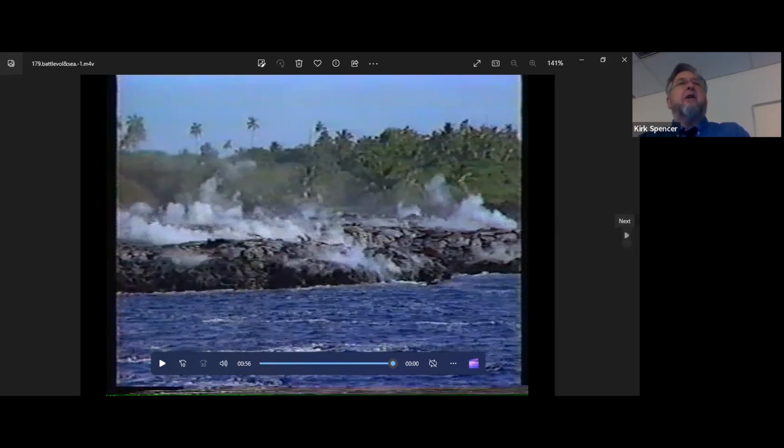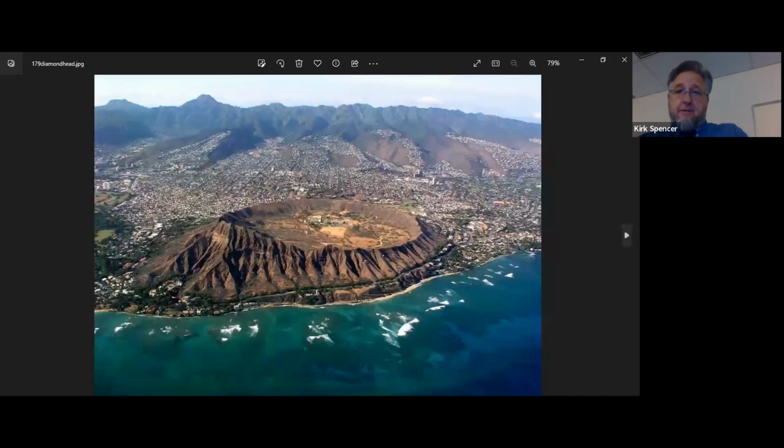Is that right? Or the ocean's older? I can't remember which one's older or younger, but they're fighting it out.